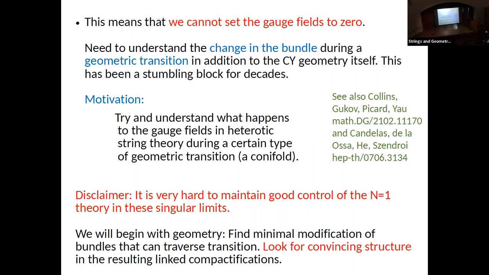So effectively, I want to back up, just like in the type two literature, first we understood how to connect the Calabi-Yau, then we understood a field theoretic explanation for it. I'm going to try and provide some geometry to describe how heterotic theories can transition through a conifold, and then comment on some features of the field theory that we can explore. So we're beginning in this talk with geometry. We want to find a minimal modification of bundles that can traverse the transition, and we want to look for convincing structure in the resulting linked compactifications.